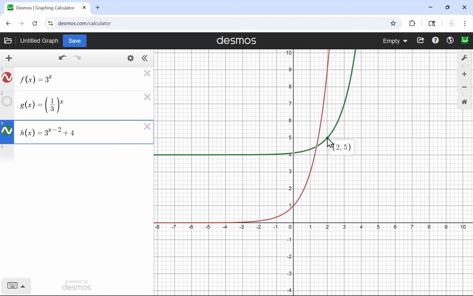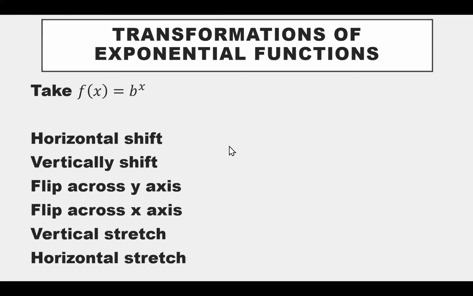So that's it. You can see that these shifts are the same types of transformations we've dealt with earlier. This is just the intersection point. Don't worry about that. Beyond that, we can do all of the transformations that we've seen earlier.